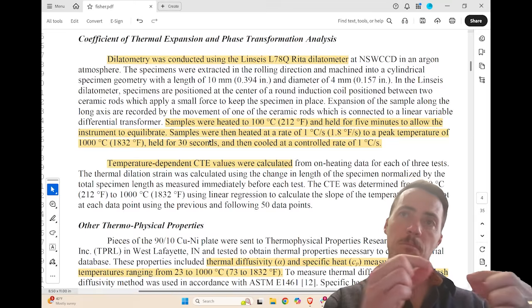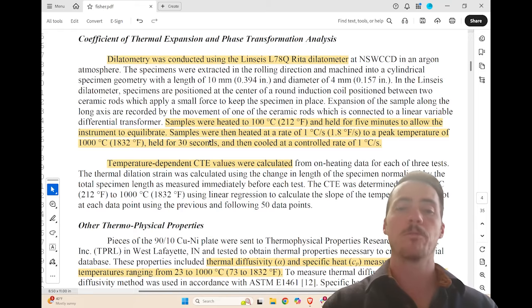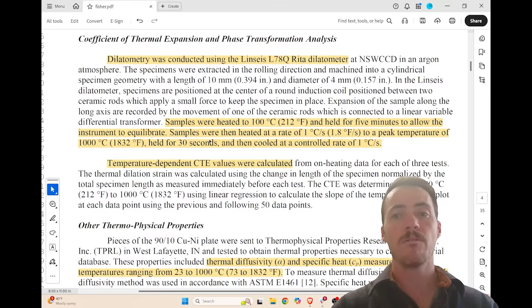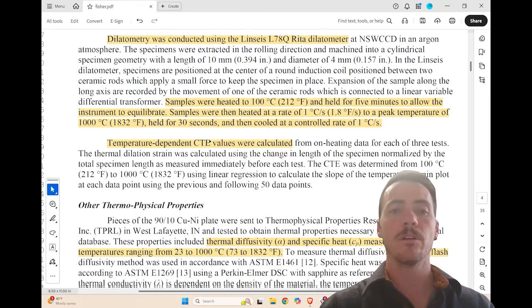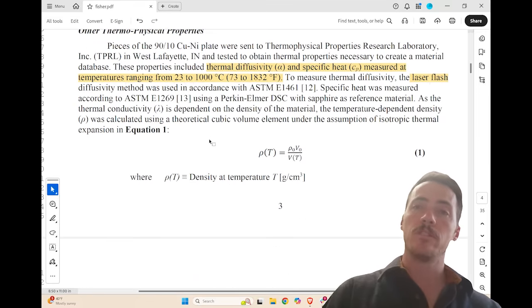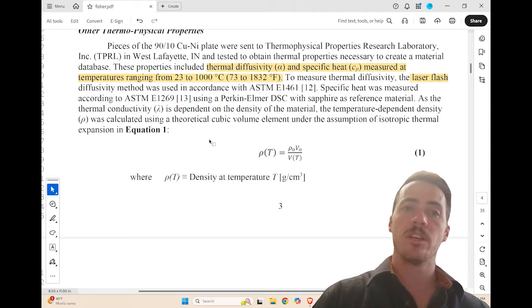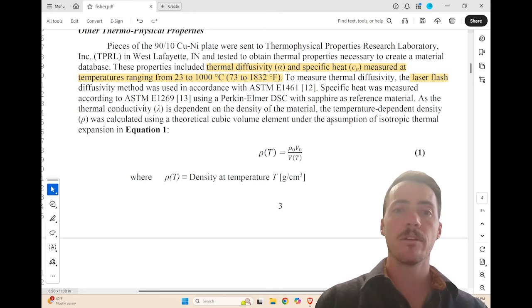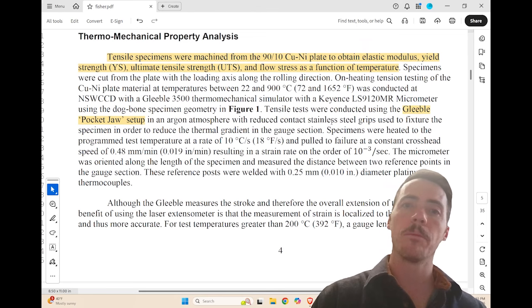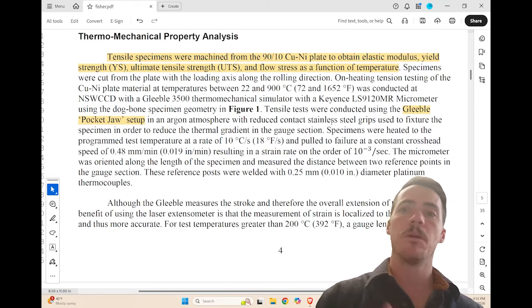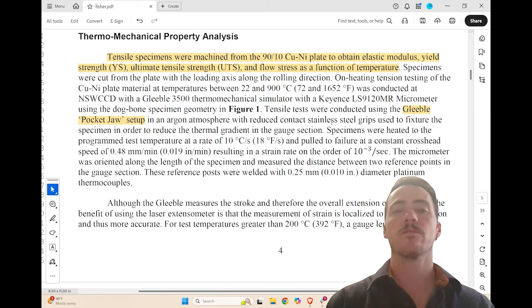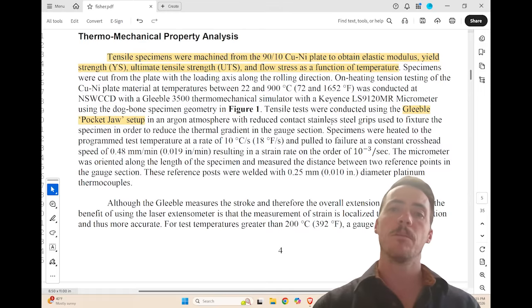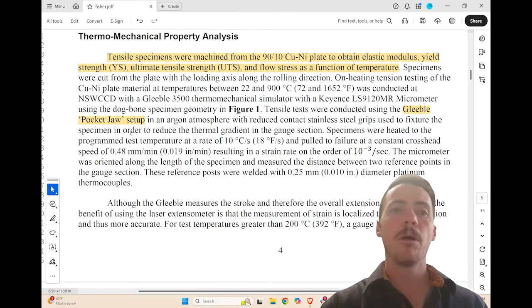And once they have that expansion, they can actually calculate the coefficient of thermal expansion values, which are now temperature dependent values, and report those for that same temperature window. They also measured the thermal diffusivity, and using the previously measured specific heat values, now you can combine those together to get things like thermal conductivity. They measured this with the laser flash method. And then comes our thermo-mechanical properties. Here they were interested in things like the modulus, the yield strength, ultimate tensile strength, and the flow stress, all as a function of temperature. They did that with this Gleeble pocket jaw setup in an argon atmosphere.